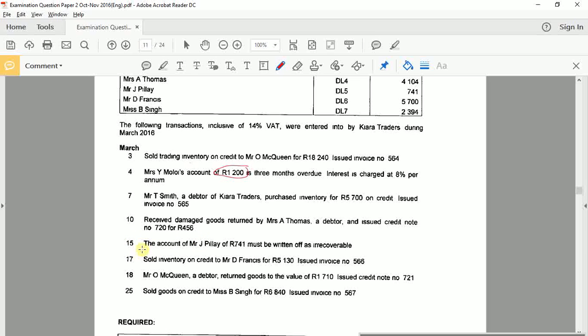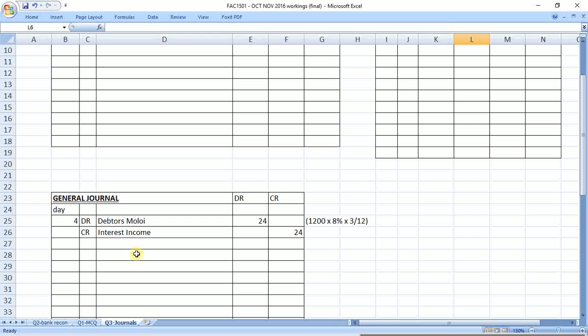On the 15th, the account of Mr. J. Pillay of 741 rand must be written off as irrecoverable. Okay, so it's credit losses. It's an expense. It's a general journal line item, because there's no credit losses journal. So debit the credit losses. Do you still remember what this account is? It's an expense.